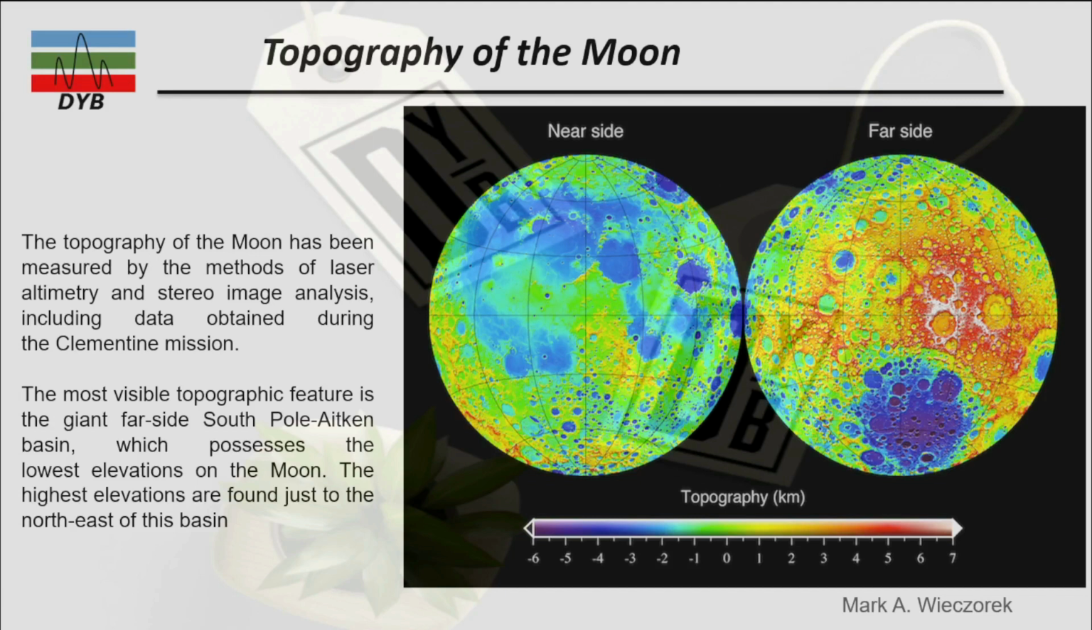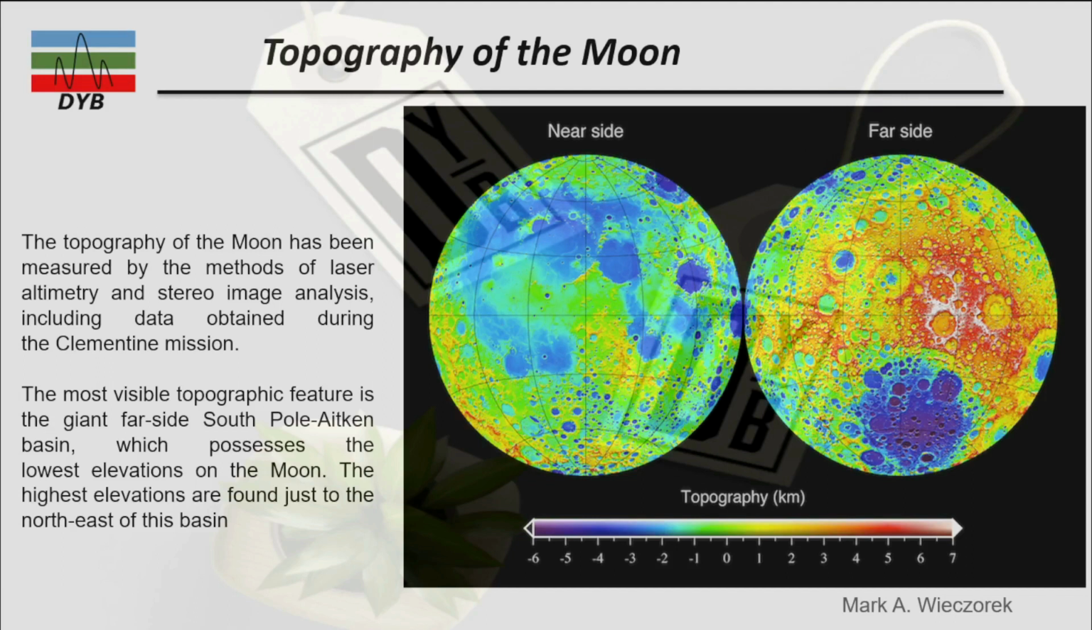It possesses the lowest elevation on the moon, and the highest elevations are found just to the northeast of the basin. If you look, this is the near side, which we look at all the time, and this is the far side. I'm referring to this point, which is the basin, or a larger crater. We are going to learn about craters in the next video lecture, how the craters are formed and what these craters are.